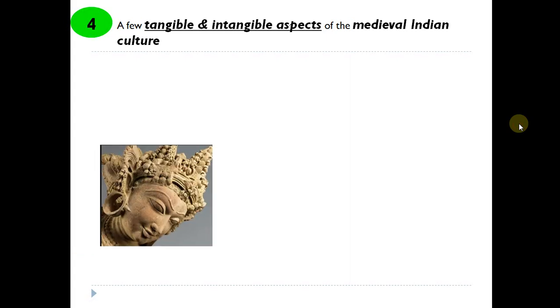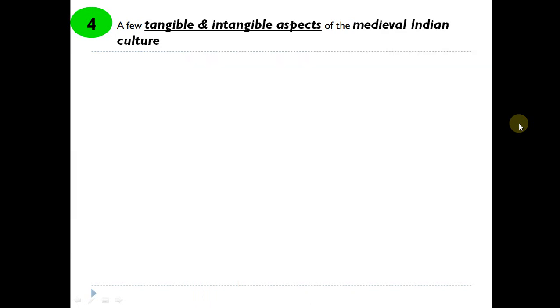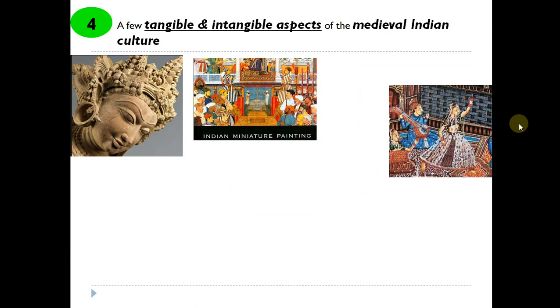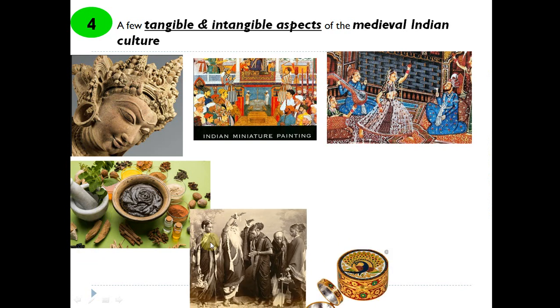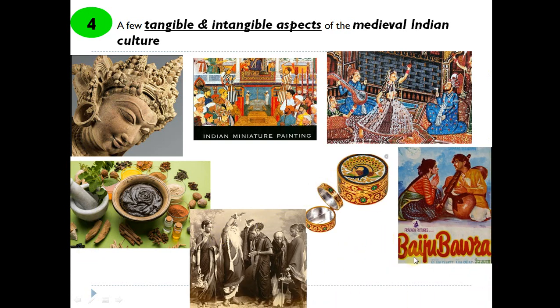You have stone sculptures, you have miniature paintings, then you have dancing, Ayurveda, theatre, Baju Bawra. Baju Bawra is of historical repute. He belongs to the times of Tansen, the great musician. Baju Bawra had a competition with Tansen in which he won, and all this happened in front of Akbar the Great. Now you could imagine people employed in all these sectors.